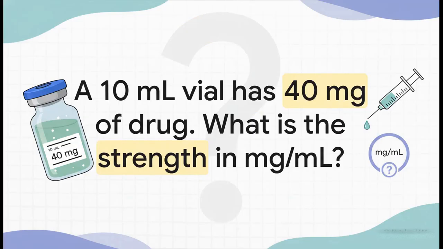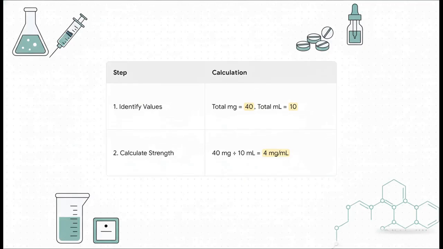Let's try another one, a slightly different angle. The label tells you the total amount of drug and the total volume in the vial, and the question is just asking for the strength. The key here is realizing the question is giving you everything you need. You just take the total milligrams, which is 40, and you divide it by the total milliliters, which is 10. That gives you a strength of 4 milligrams per milliliter. Once you know what you're looking for, these questions are just guaranteed points.